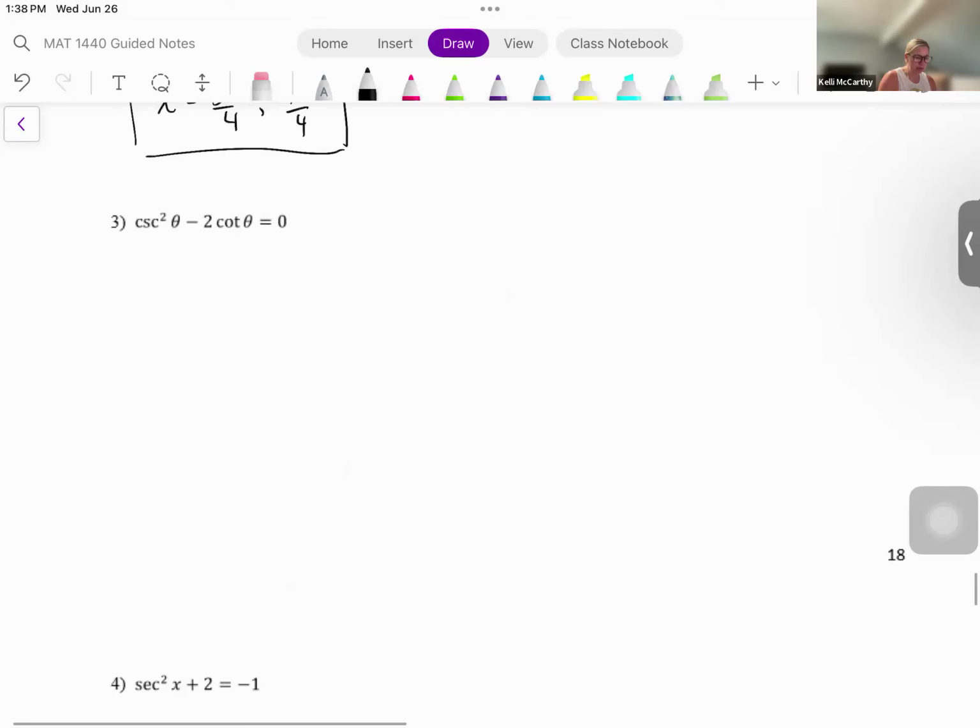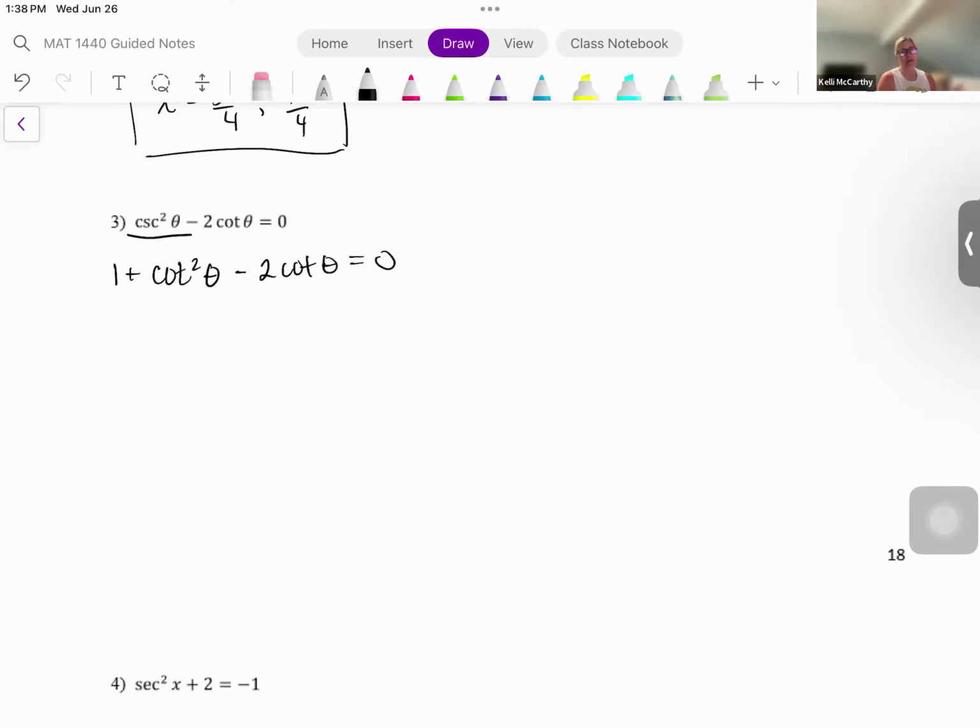Cosecant squared theta minus 2 cotangent theta equals 0. Notice we've got two different trig functions here. We want to work to get them in terms of one trig function. So I'm going to use my Pythagorean identity for cosecant squared theta. I know that cosecant squared theta is 1 plus cotangent squared theta, minus 2 cotangent theta equals 0.